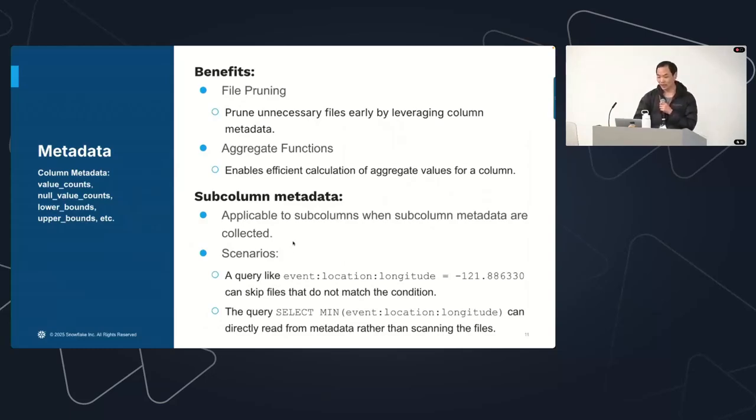So when we collect subcolumn metadata, we achieve the same benefits for subcolumns. Here I listed two examples which can benefit from subcolumn metadata. For example, if you have filtering and a file doesn't match the condition, then the file can be pruned. Or we can use aggregate functions.